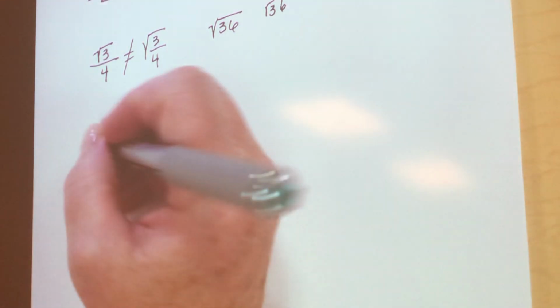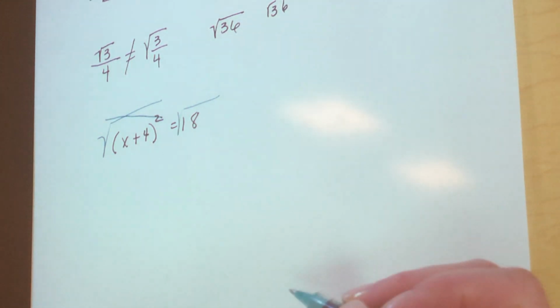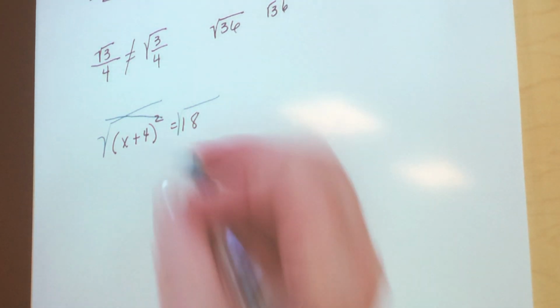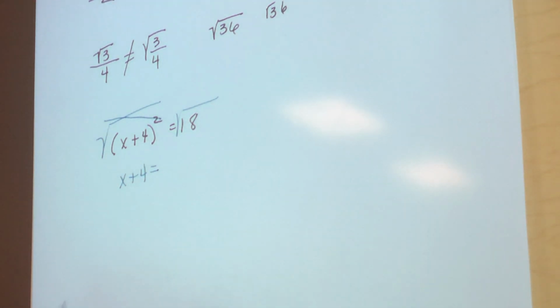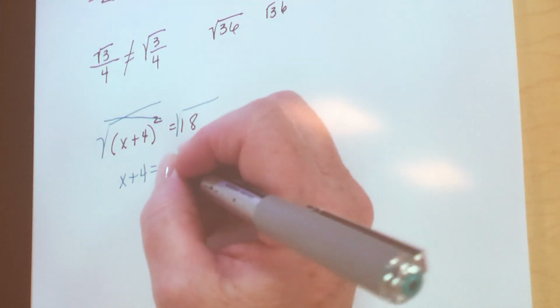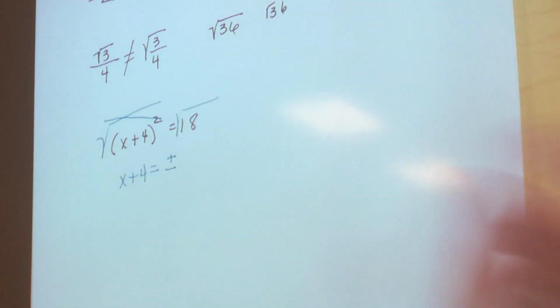Yeah, square root both sides. So this square root takes care of that square. Okay, those are opposites of each other. So I'm left with x plus 4 is equal to, what is the first thing I should write down? Plus or minus. Y'all listen to me. If you would do what I tell you to do, you wouldn't make these crazy mistakes.